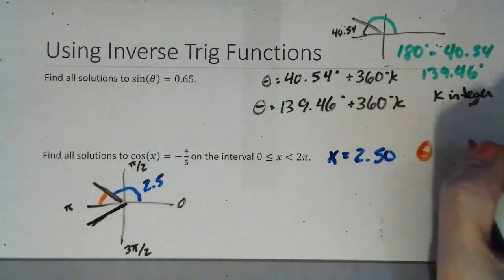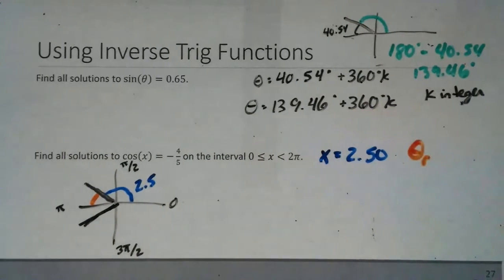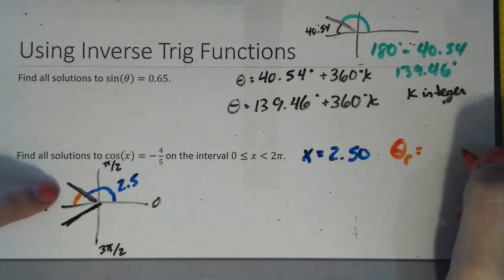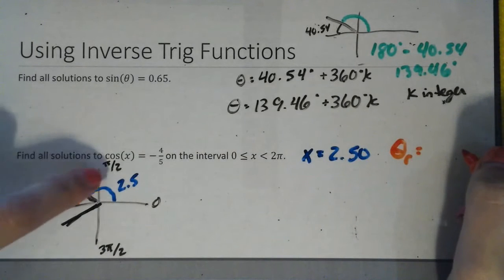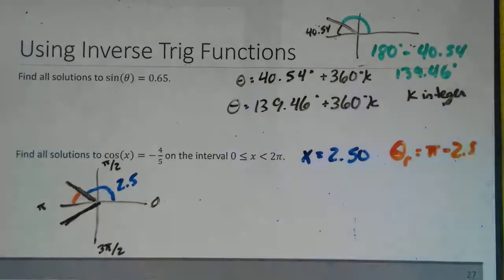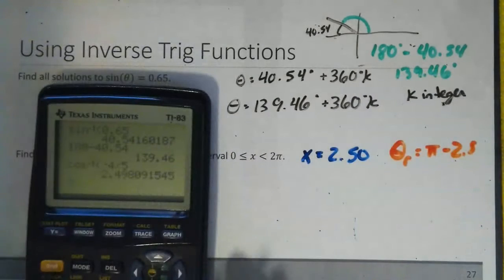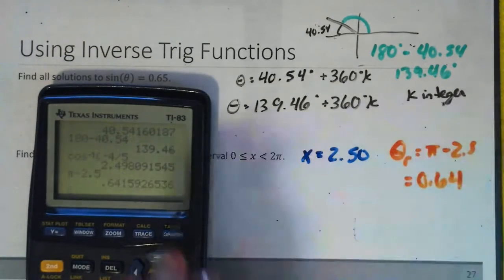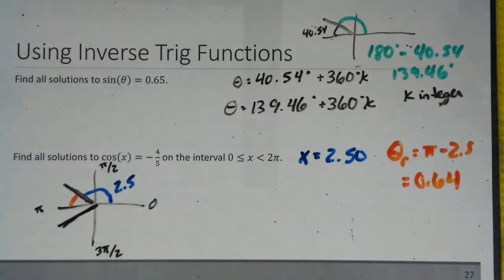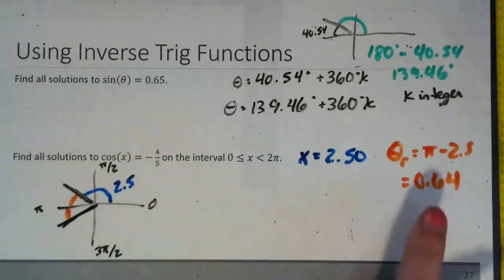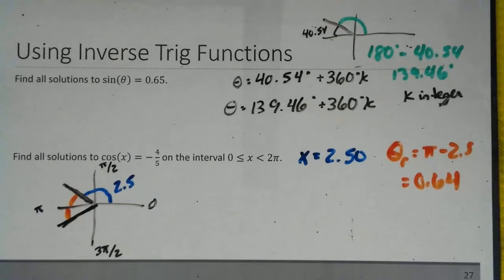My reference angle, I'll call it theta sub r, because that's what I'm used to calling my reference angles. To find that little bit, I'm going to have to do the full pi minus the 2.5. And pi minus 2.5 is equal to 0.64. So that's my reference angle. That means this little bit is also 0.64.